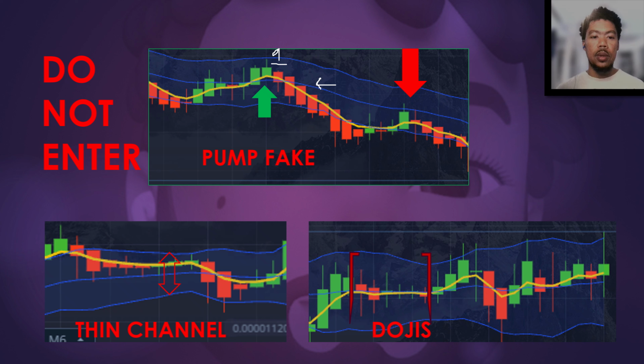Technically speaking, that one is a weak candle because the majority of the body is over the middle. So that's not going to be your first candle. Your first candle is going to be here. So this is candle one, this is candle two, and then this would be your go candle.